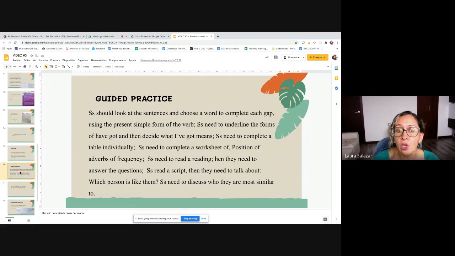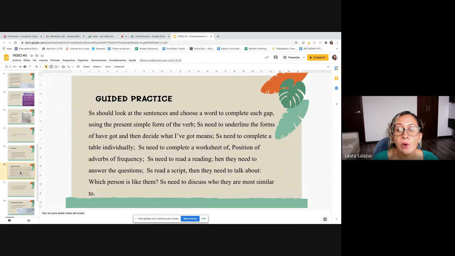For the guided practice, students should look at the sentences and choose a word to complete each gap using the present simple form of the verb. Students need to underline the forms of have got and then decide what I've got means. Students need to complete a table individually. Students need to complete a worksheet of position of adverbs of frequency.